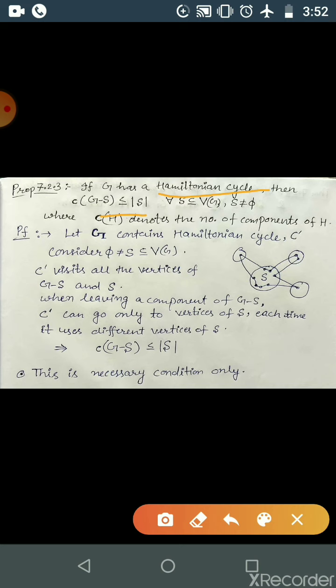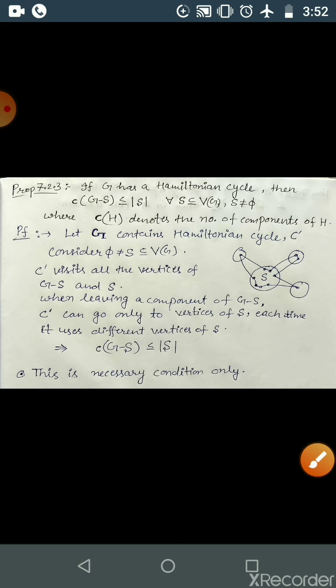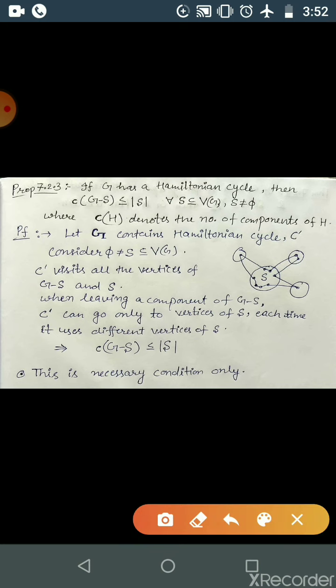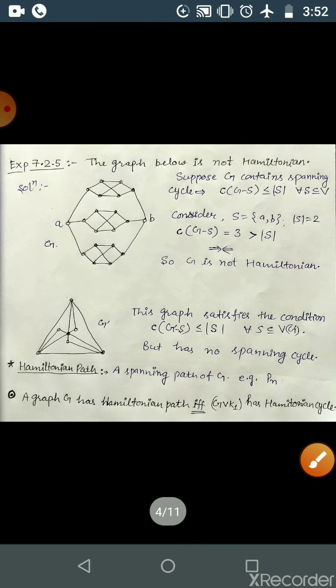So this is just a necessary condition. Even if this is satisfied, you cannot say G is Hamiltonian. And if G is Hamiltonian, then this will always be satisfied. Okay, so we can have some examples based on this one.